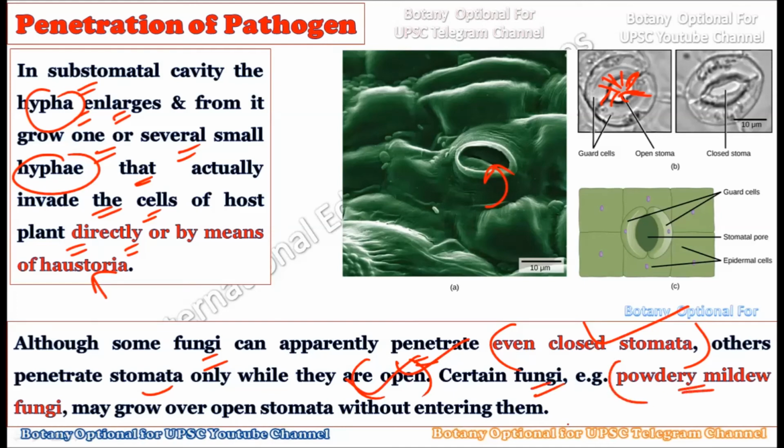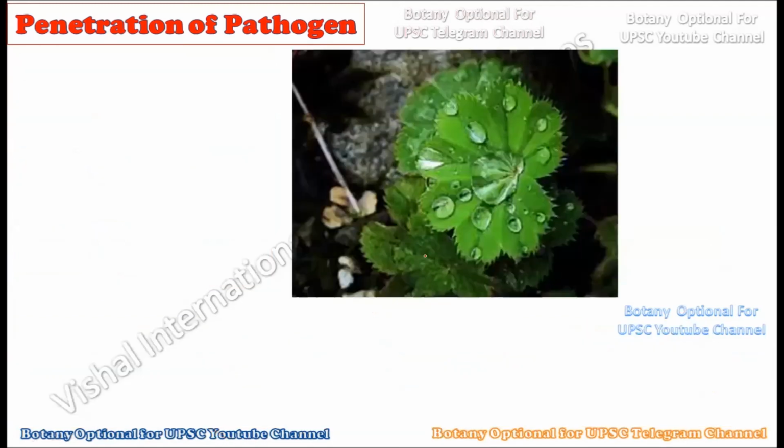Now certain fungi, for example the powdery mildew fungi, grow over open stomata without entering them. Okay, this is a peculiar example, that these powdery mildew fungi will just grow on the open stomata without entering within the stomata, because whatever food material or sap they require, they are taking from that point only, and they are not entering within the plant body. Okay, so you should carefully remember this peculiar example of the powdery mildew fungi.